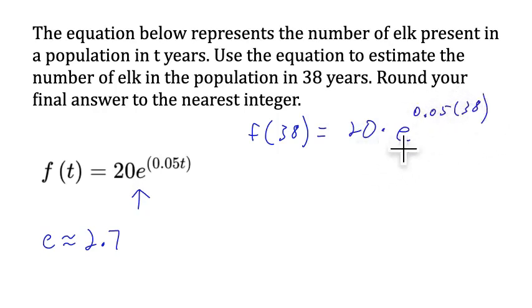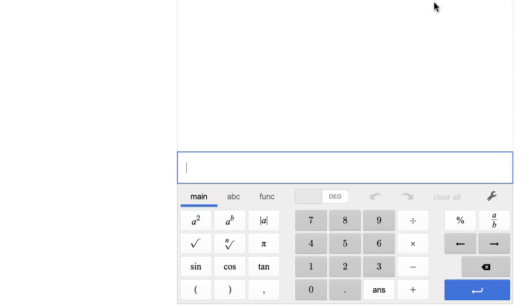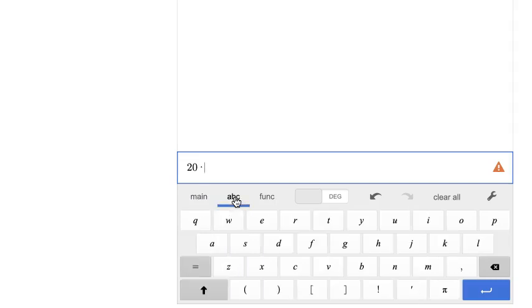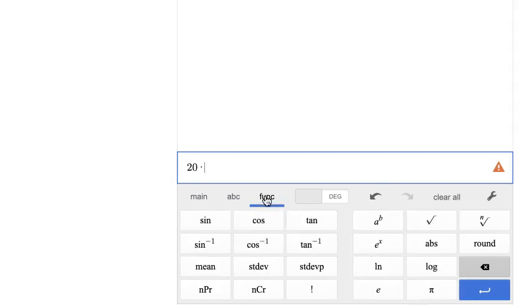All right, so I have 20 times e raised to the power of 0.05 times 38. Let's go to our calculator and we'll type in 20 times e. We don't see e on this screen. We do see pi, but not e. Now on the ABC screen, there's an e, but that is not the e we want, because that's just like a variable e. Let's go to function, and there it is, right next to pi. We have the number e.